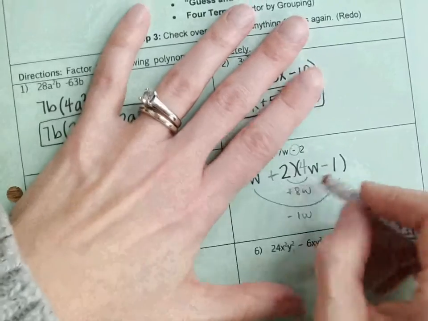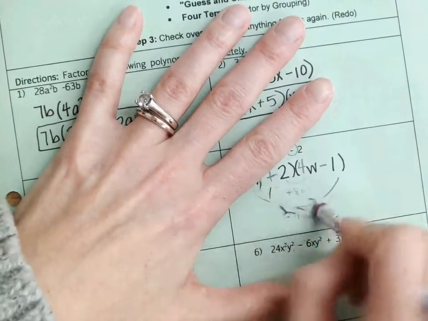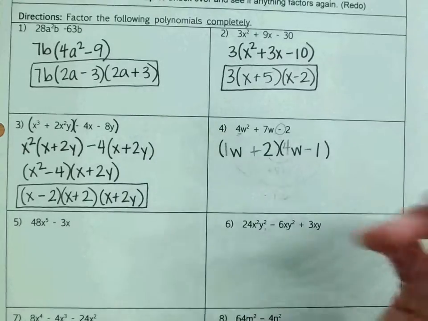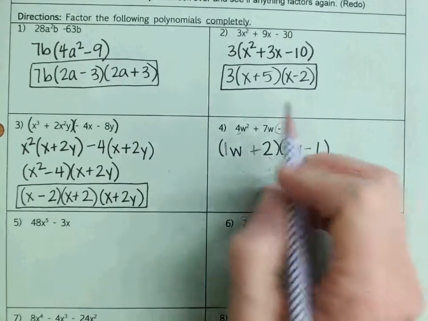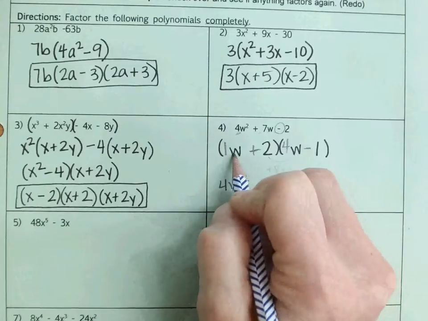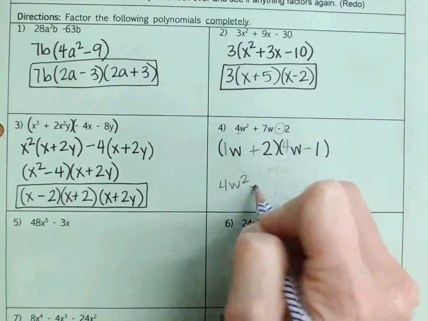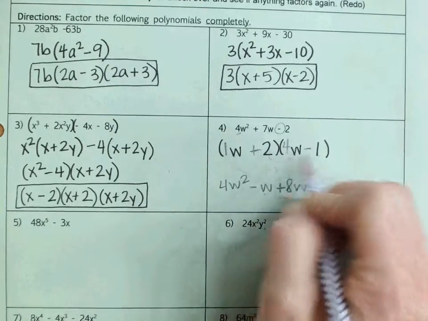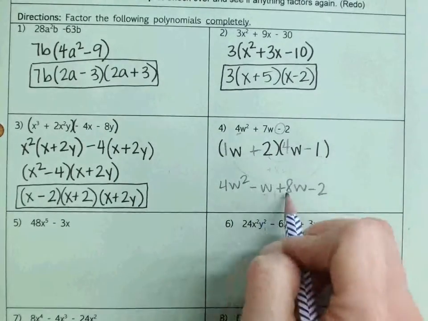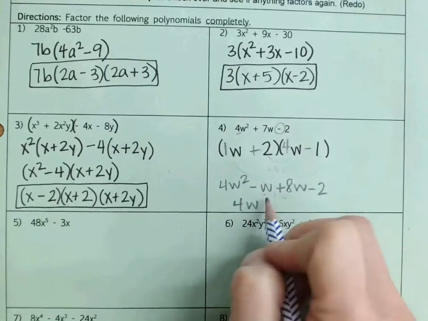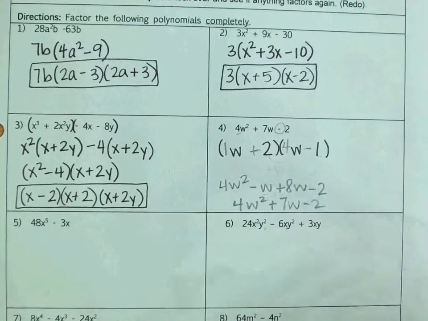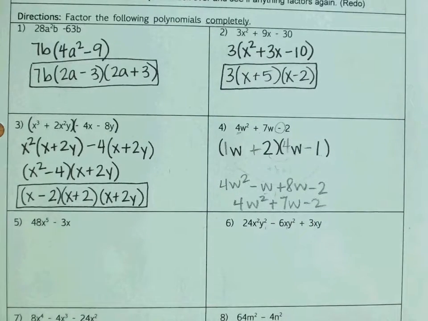So let me erase, remultiply, and double check that this all works. So W times 4W is 4W squared. W times negative 1 is negative W. 2 times 4W is 8W. And then 2 times negative 1 is negative 2. When I combine my terms in the middle, I do get what I started with. Okay? So again, it's that guess and check and think about it.